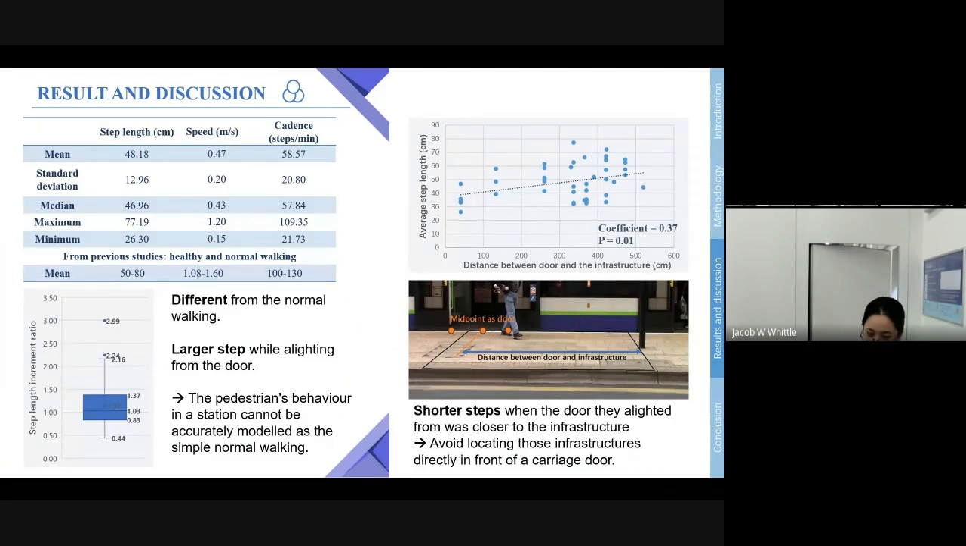In the right figure, I analyzed the distance between the door and the infrastructure on the platform. It shows that people may take shorter steps when the door they alighted from was closer to the infrastructure. It gives the suggestion that when locating the infrastructure, we should avoid placing it directly in front of a carriage door.